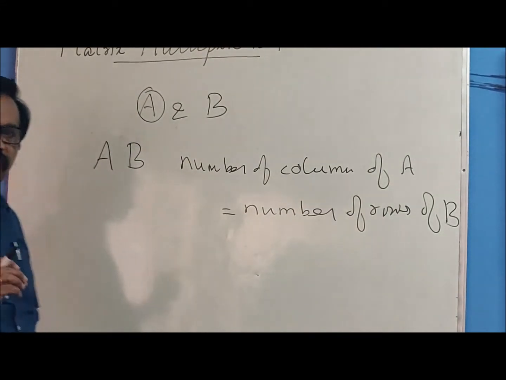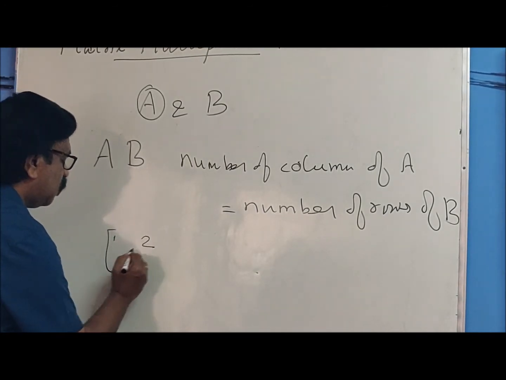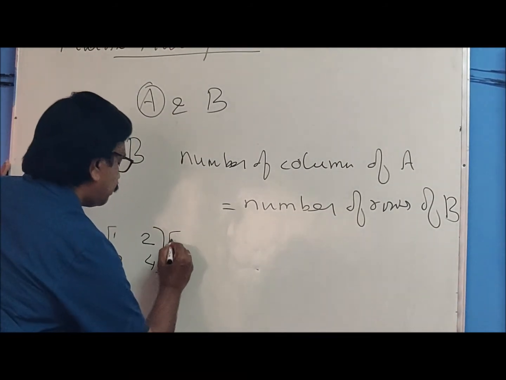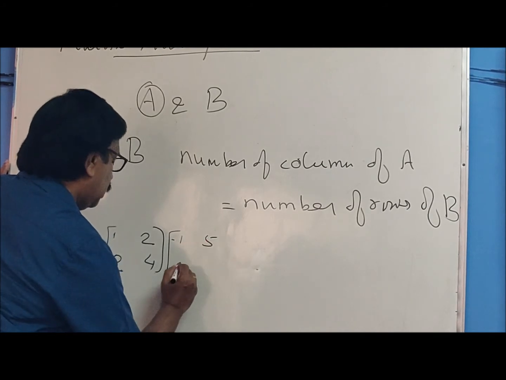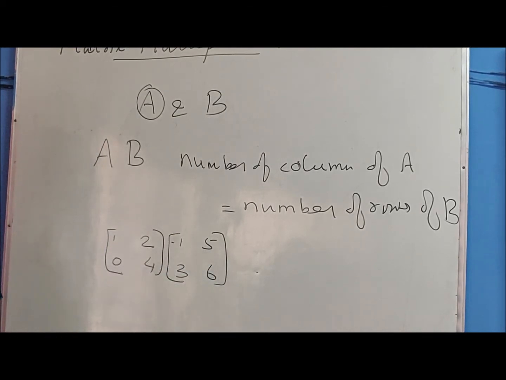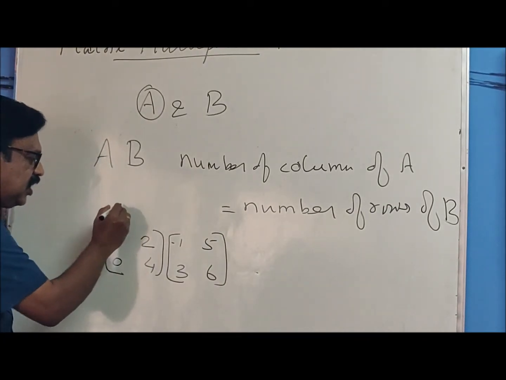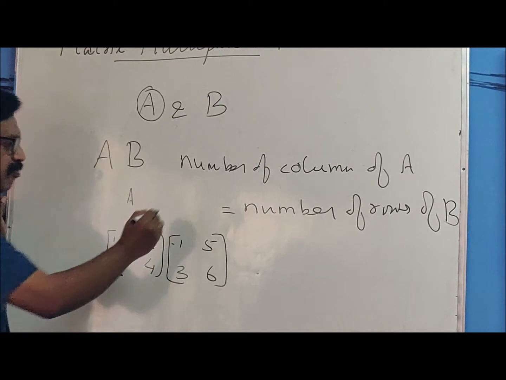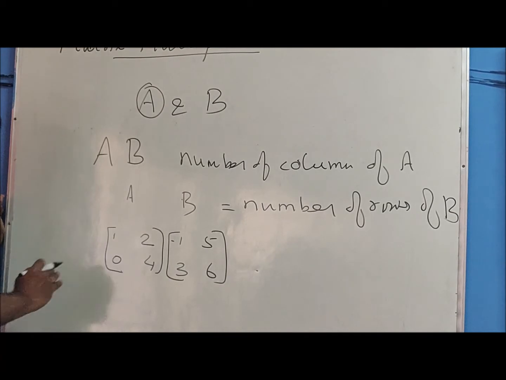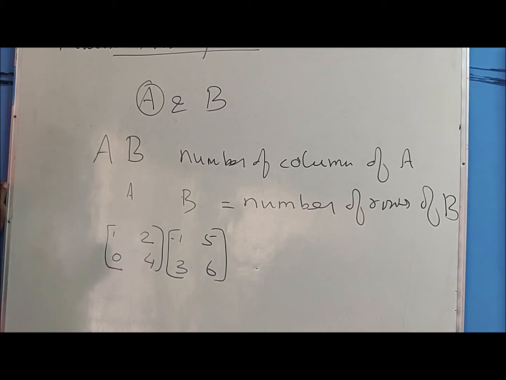I will show one example of how we can multiply two matrices. Suppose A is the matrix [1, 2; 0, 4], and another matrix B is [-1, 5; 3, 6]. Then how can we find the product? First see the condition: the number of columns of A. Matrix A has 2 columns, and the other matrix B has 2 rows. Therefore, the number of columns of A is equal to the number of rows of B, so we can multiply. Now we will see how we multiply.